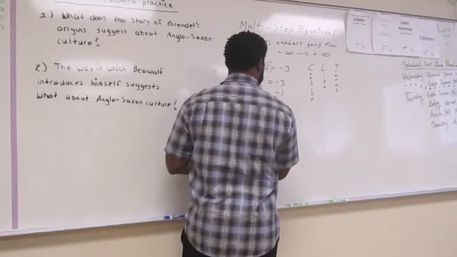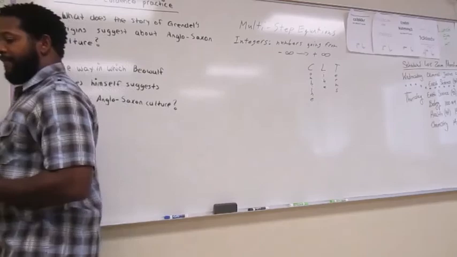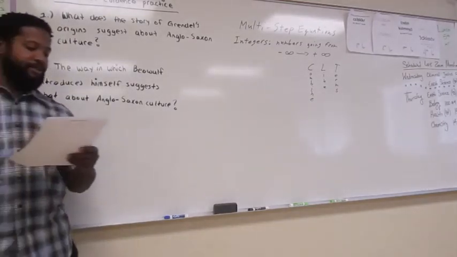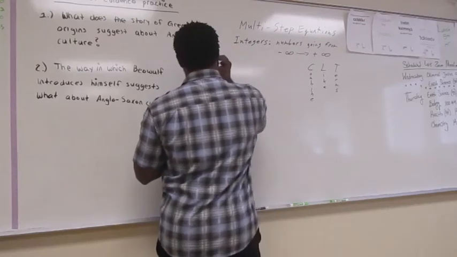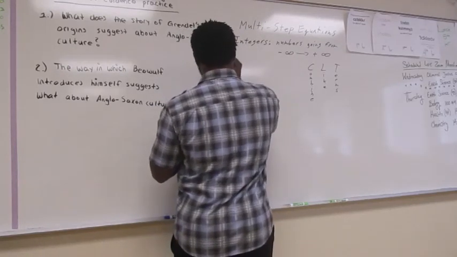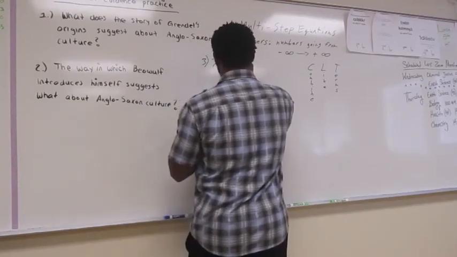Anyway, number 3. Number 3, you have 7k plus 3, negative 5 plus negative 5 equals 7 plus 3.